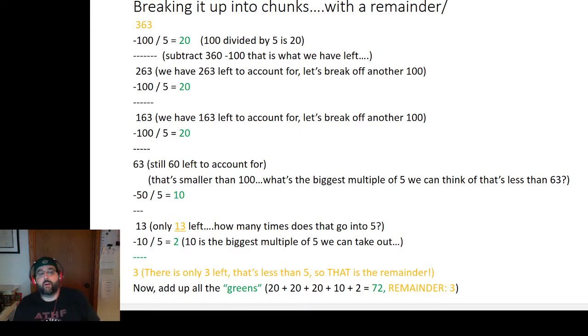So we go back and we say, okay, what did I have in the green column here? 20, 20, 20, 10, 2. So 20 plus 20 is 40, plus 20 is 60, plus 10, 70, plus 2, 72. And then I have a remainder of 3, because that's what I had left that I couldn't divide by 5. So that is a quick and dirty explanation of how to do division with partial quotients, and I hope it helped.